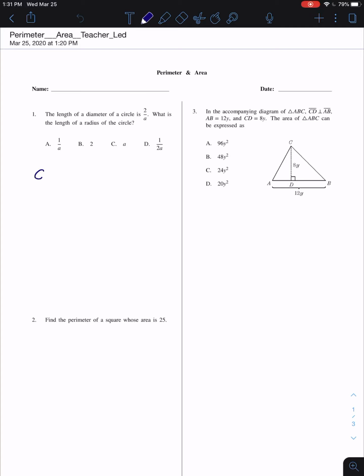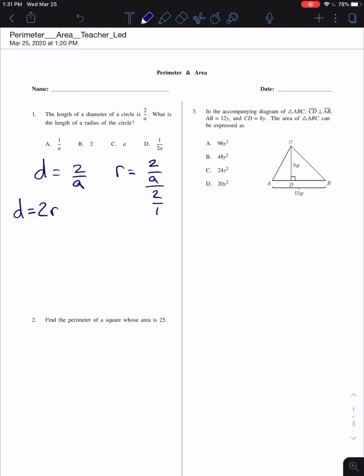So we know the diameter is 2 over a, and they want to know what the length of the radius is. Well, we know the relationship between diameter and radius is that the diameter is 2 times the radius. So we need to figure out what the radius is. So it's going to be the diameter over 2.